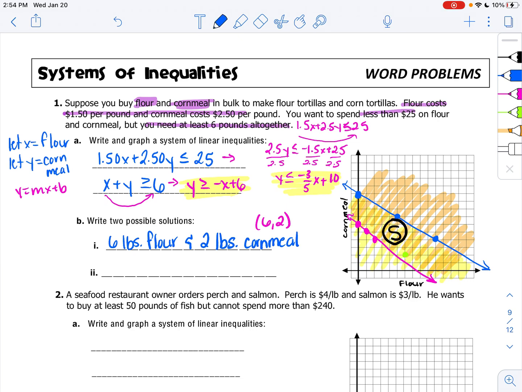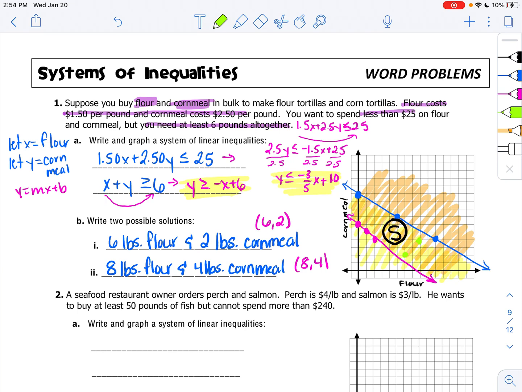I could also say the ordered pair 8, 4, or I could say 8 pounds of flour and 4 pounds of cornmeal. Because again, this would be the ordered pair 8, 4. And on the graph, if I go over to 8 and up 4, I would be here, which is again within that shaded region combined. So again, you can get several different answers, but as long as it's within that shared shaded region, it's going to be a correct answer.